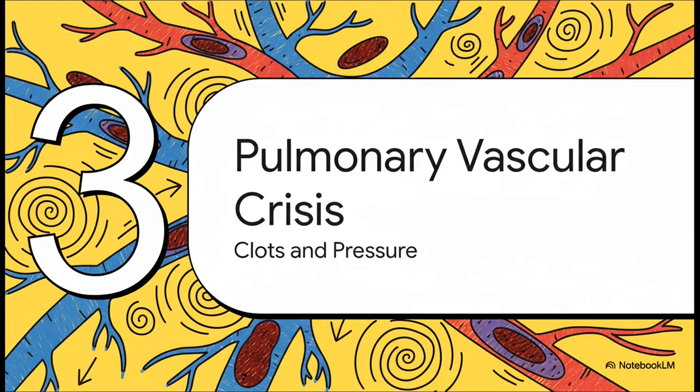Let's move on to our third and final topic for today. So here, the problem isn't in the airways or the air sacs. The problem is in the plumbing, the blood vessels of the lung. We will discuss two big crises, blockages from blood clots and the problem of dangerously high pressure.